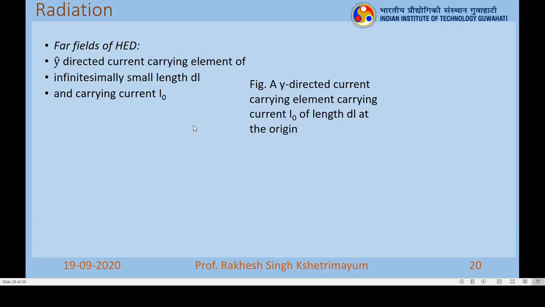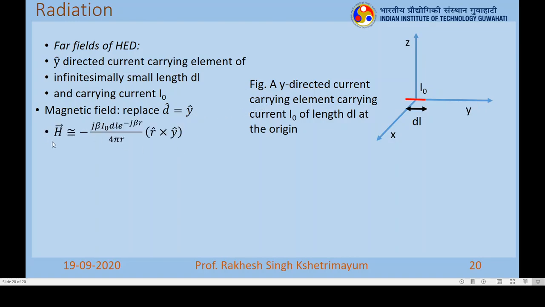We can also similarly find the fields for the horizontal electric dipole. For the horizontal electric dipole, let's consider it is y-directed. Let's consider a horizontal electric dipole positioned at the origin, of length dl and carrying a current of I naught. In that case, what should be the electric field and magnetic field? Here also, d hat should be replaced by y hat. d hat was for any arbitrary orientation of the dipole, but now it is oriented along the y direction, so y hat. So the expression simply becomes: the magnetic field will have r hat cross product with y hat.